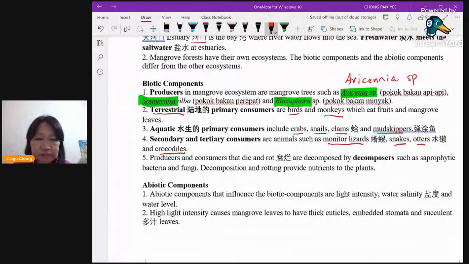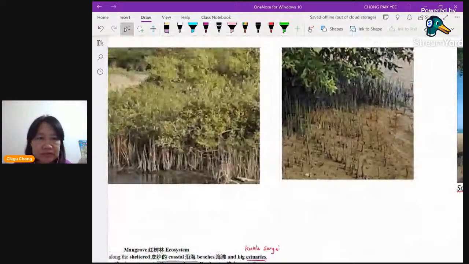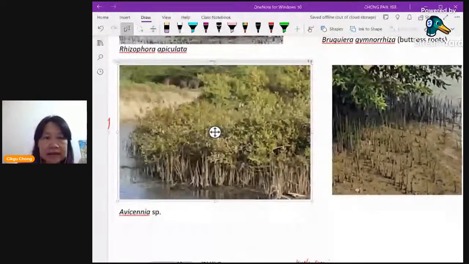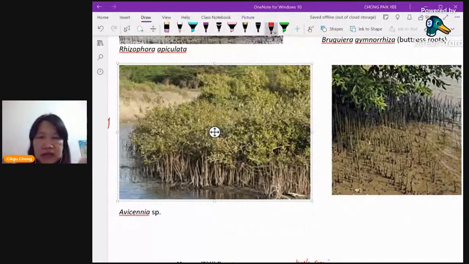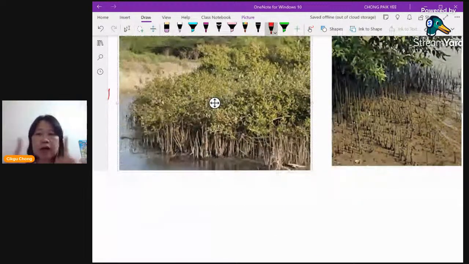First of all, let's look at Avicennia. Now, Avicennia will be something like this. You will see that the plant has quite a lot of leaves, and you can see very distinct from Avicennia, it has got special roots that poke out from the soil.